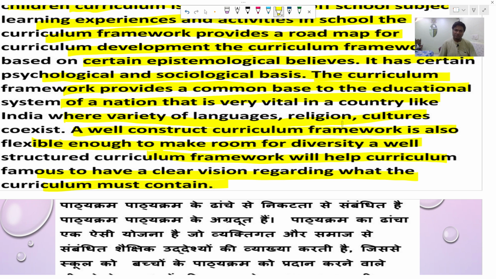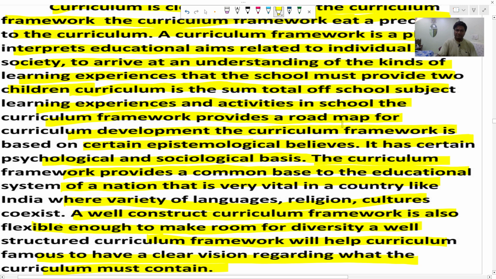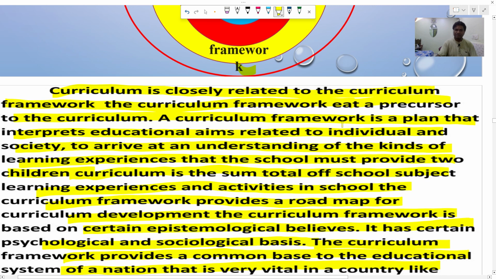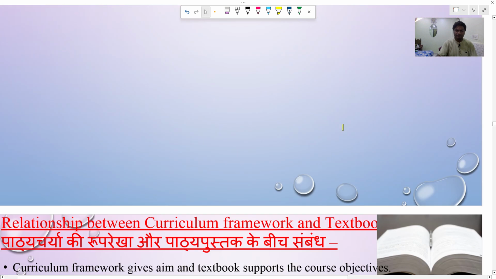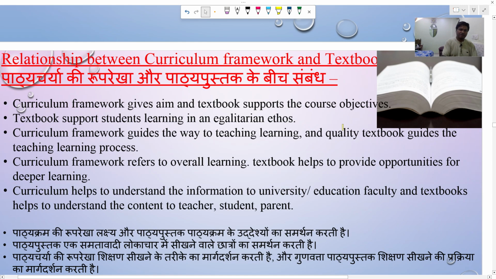Curriculum frameworks also provide a clear vision of what the curriculum must extend, and it is also related to the sum total of all the subjects and the experiences and the activities the students have to carry out. And on the other hand, curriculum is related to the curriculum framework which is decided by the authorities on what to teach inside the classroom.